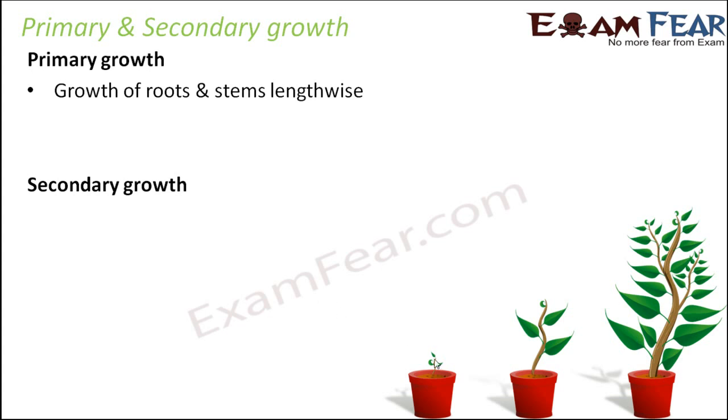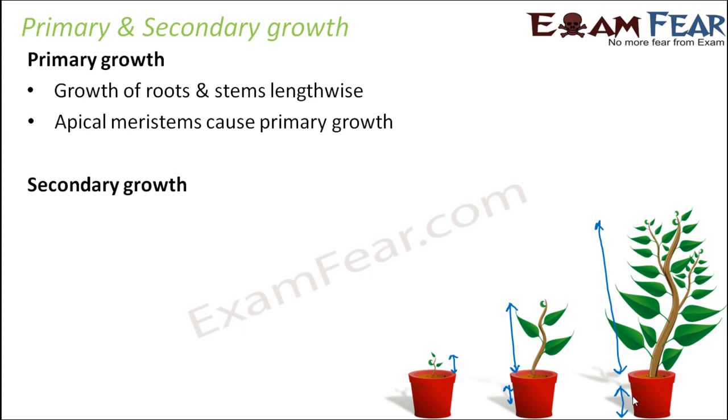So here if you see, this was the height of the plant, but the stem increased in height or in length. Similarly, the root would have also increased in length. Here the stem increased even further. The roots would have also increased deep down the soil. So this growth lengthwise is termed as primary growth. What causes this primary growth? The apical meristems which are present at the root and the shoot tips cause primary growth. They cause increase in length.